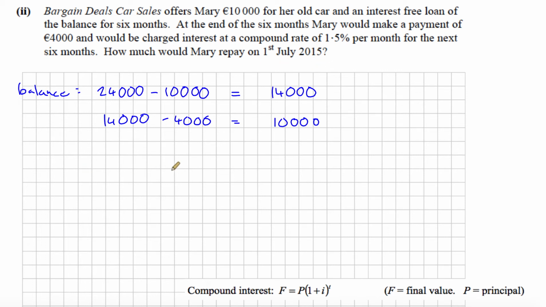Okay, so again, we're going to use this formula here in the tables book. F is equal to P bracket 1 plus I to the power of T. And in this case, P is the 10 grand that she has left to pay. I is the interest rate, which is 1.5%. This is a monthly rate, so 1.5% is 0.015 divided by 100. And T this time is the number of months because the rate is monthly. So it's 6 months, so T is 6.